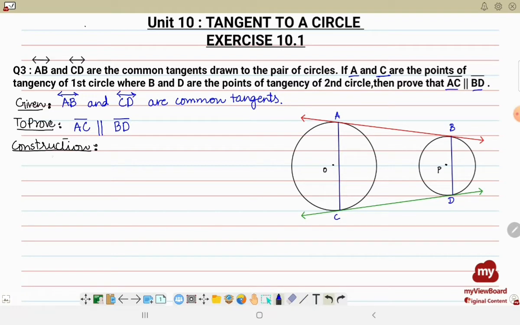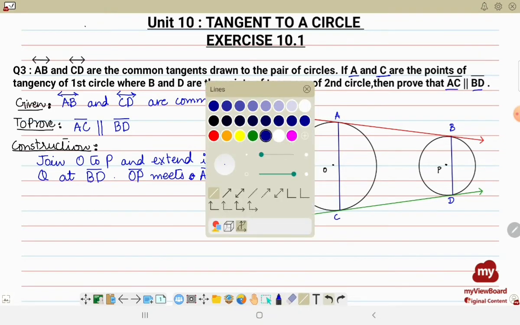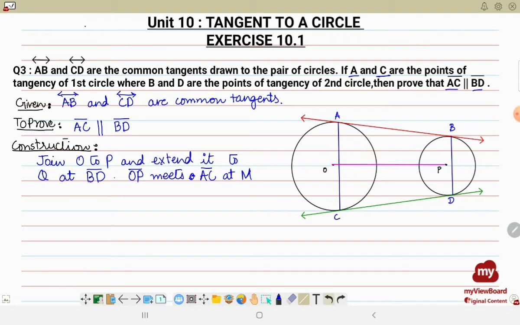We are supposed to join O with B, join O to P and extend it to Q, where Q lies on BD. Also, this line OP meets AC at M. Let's draw this construction: join O to P and extend it to Q, where Q lies on BD. And the line OP meets AC at M, and this is Q.